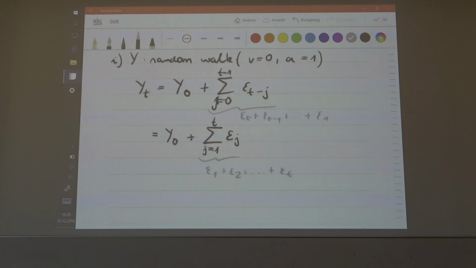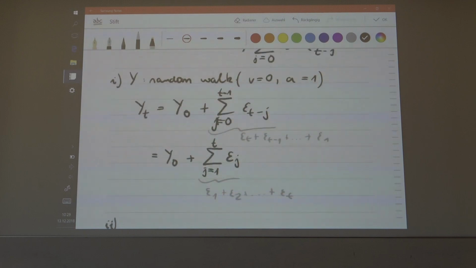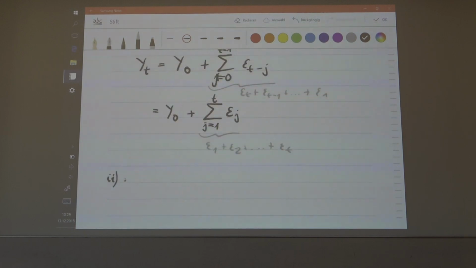Now, if this is going to be the first case, and then the second case, all right. So the random walk with drift. Okay. So let's say y is a random walk with drift. That's going to be the second case. So random walk with drift.